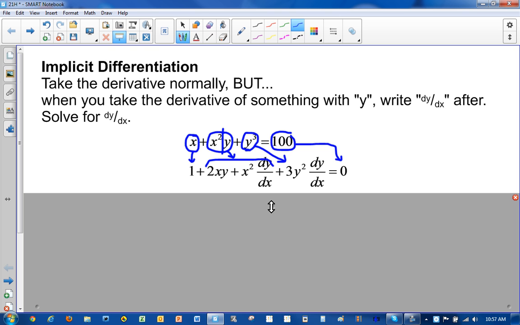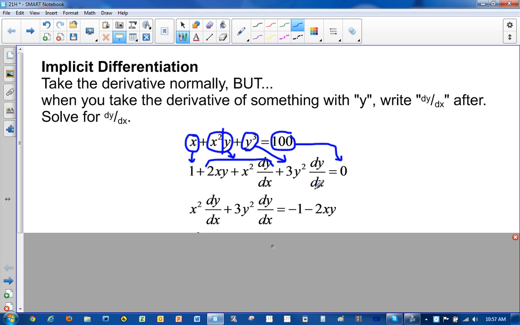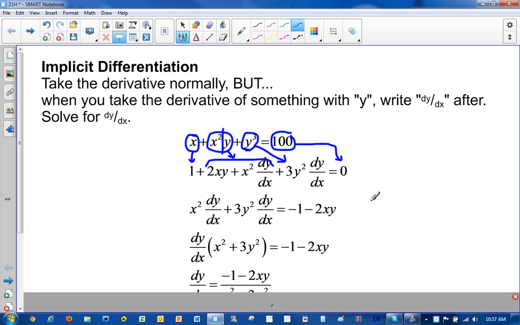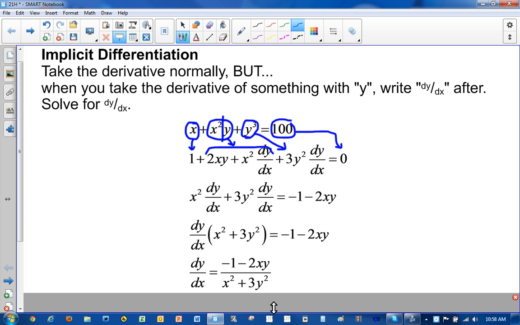So there's my derivative. What I'm going to do now is, since I'm solving for dy dx, I'm going to move every term that has dy dx in it on the left, which they already are, and then any term that doesn't have dy dx in it, I'm going to move that to the right. So that's the 1 and the 2xy, which will of course change sign when I move them to the right. So now that everything on the left has a dy dx in it, I'm going to factor out the dy dx, and that's what I get. And the right hand side stays the same, so if I'm solving for dy dx, I'm just going to divide by these parentheses here. And so that's what I get. Negative 1 minus 2xy all over x squared plus 3y squared.